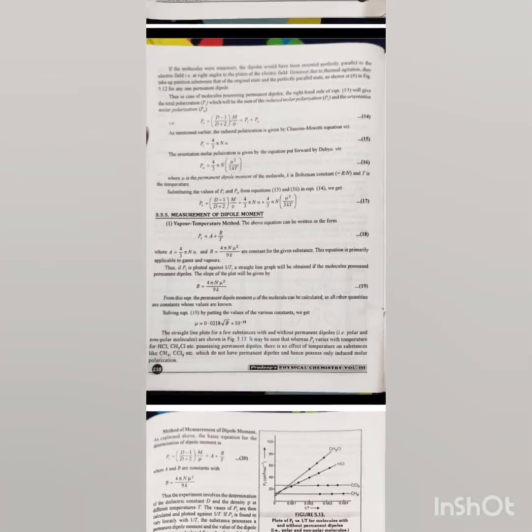Thus, in case of molecules possessing permanent dipoles, the right hand side of equation 13 will give the total polarization Pt, which will be the sum of induced polarization Pi and the orientation molar polarization Po. That is, Pt is equal to (D minus 1) upon (D plus 2) into M upon rho is equal to Pi plus Po. As mentioned earlier, the induced polarization is given by the Clausius-Mossotti equation, Pi is equal to 4 by 3 pi N into alpha.